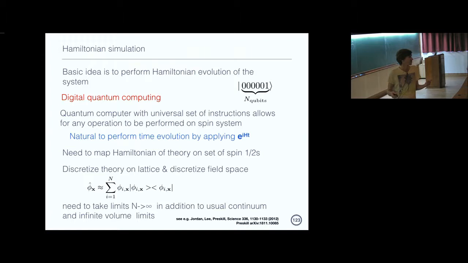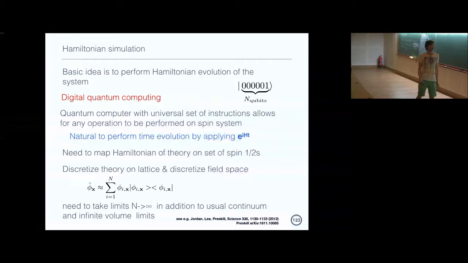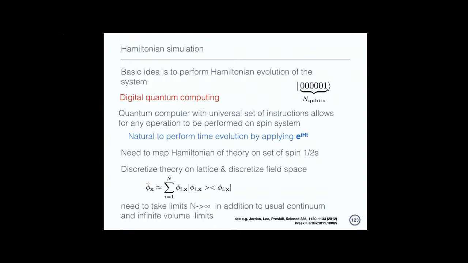And so essentially what you have to do is map the theory that you have. First you have to formulate it in Hamiltonian language, but then you have to map it onto the theory of spin 1/2. Typically the way it's done, and for instance for scalar fields this is actually quite well worked out, is that in addition to discretizing your theory on the lattice, you also have to discretize it in fields.